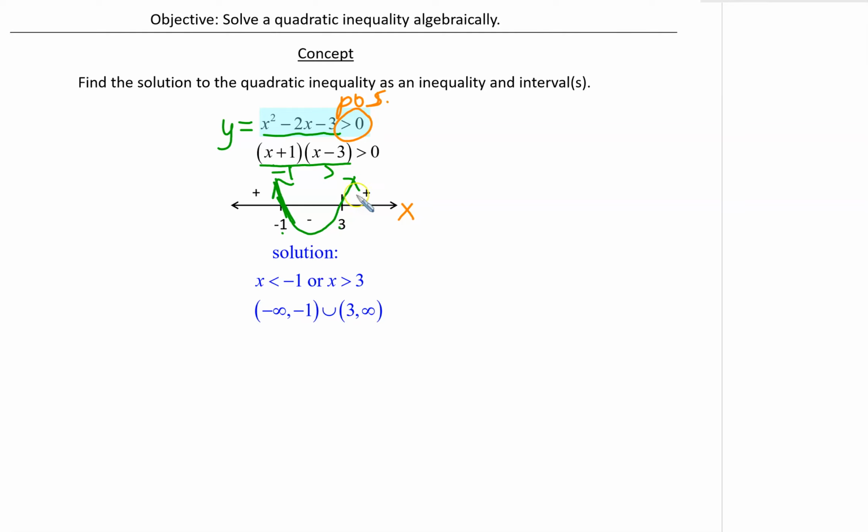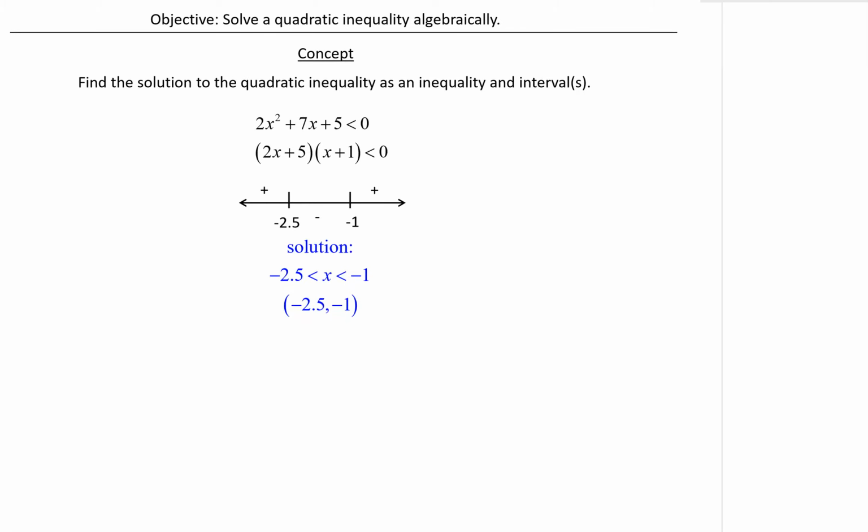And so we're looking at where the function is positive, which would be here and here. And then the solution would be the x intervals that correspond to those points with those y values. And so we're looking at x less than -1 or x greater than 3, which in interval notation would be from -infinity to -1 and from 3 to positive infinity, as shown here.